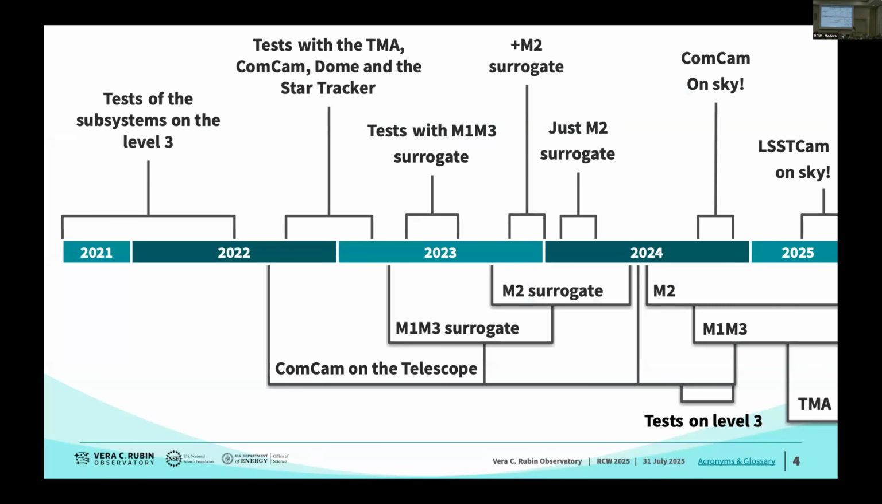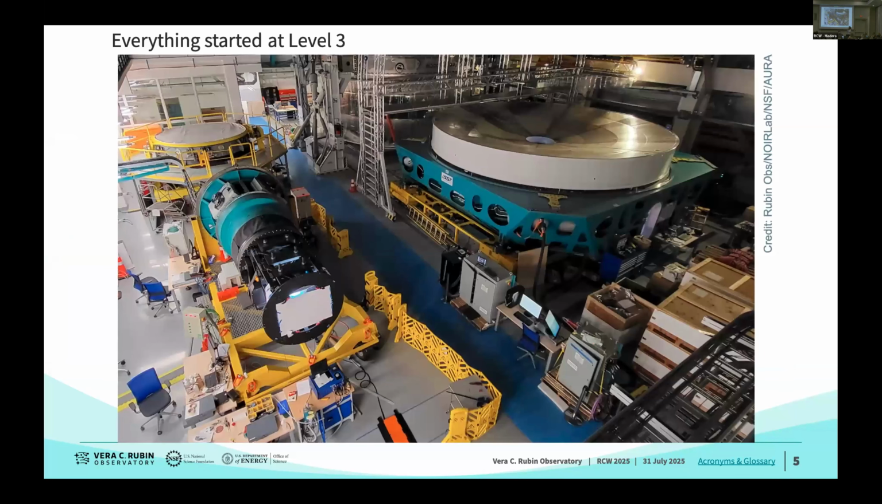So I'm going to start in 2021 when we started the first major testing and first major integration, and go through not everything that we do, but the most interesting parts that we did until today for the first photon and commissioning. So everything started on level 3 in the Rubin Observatory.